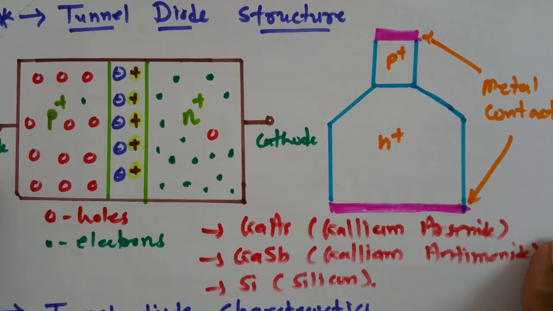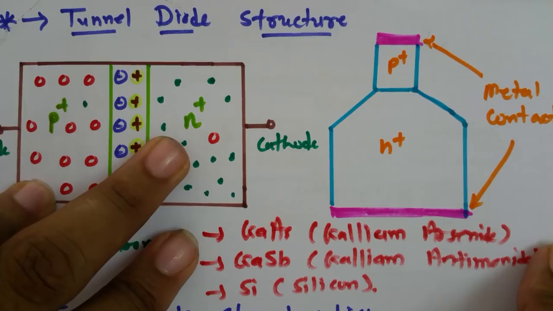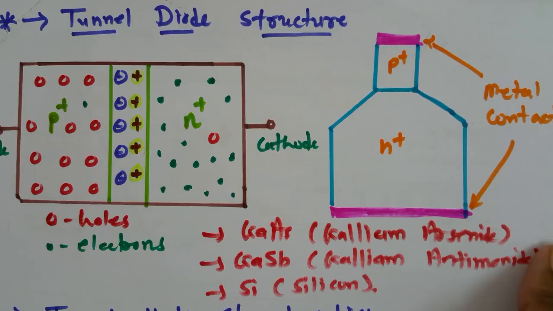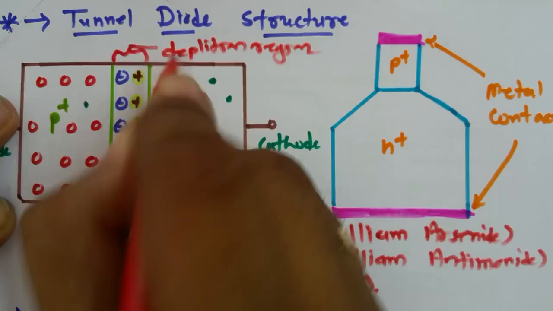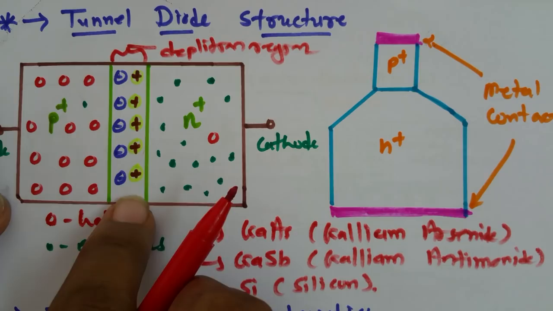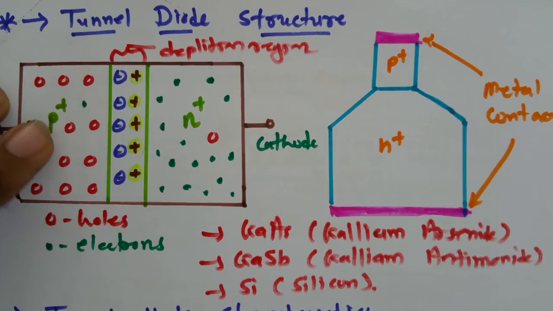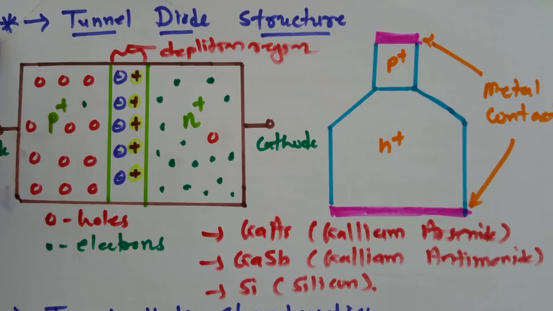It is very heavily doped material, and because of the heavy doping of this P plus and N plus material, this depletion region is very narrow. So we will be observing that this depletion region will be very narrow in the case of a tunnel diode, and that is because of the highly doped P and N type material which we are using in the tunnel diode. So this is how it has been structured.